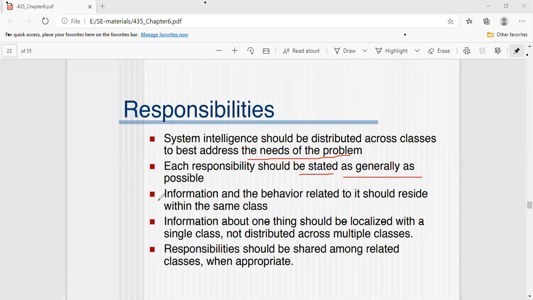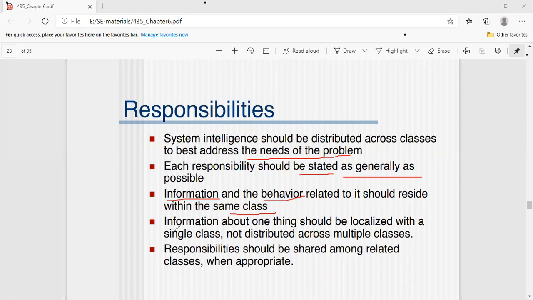If we see the third one, information and the behavior related to it should reside within the same class. So one class may have the information as well as behavior. Information in the sense, it's like attributes. Behavior in the sense, it's like a method or operation, isn't it? One class may have this information and behavior related to that particular class or task, right?